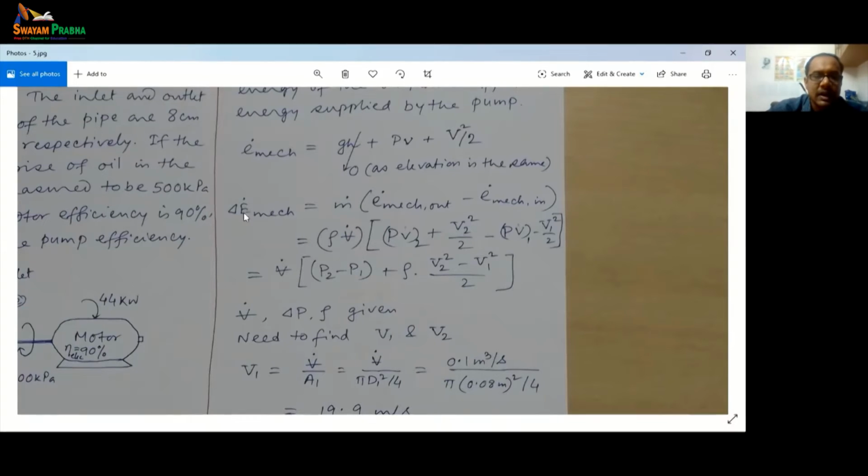Now the change in mechanical energy of the flow is what we are interested in. So delta E mechanical dot means the small e mechanical difference, that is, the outlet condition energy minus the inlet condition energy, multiplied by the mass flow rate. That will give you the total mechanical energy change for the flow. Clear? So mass flow rate times small e mech out minus small e mech in.